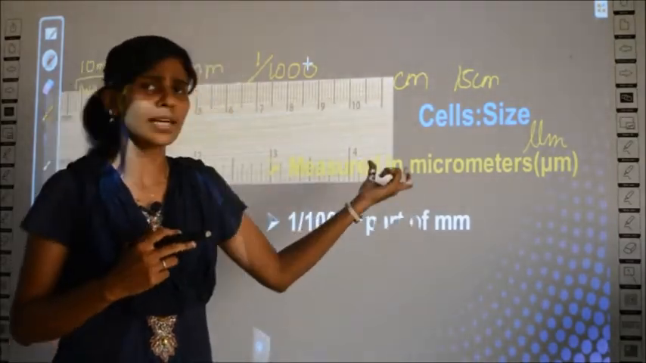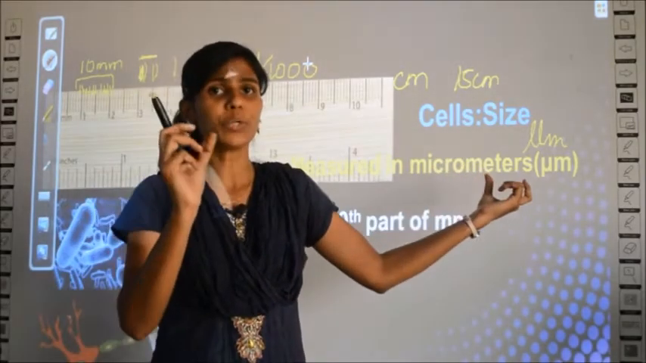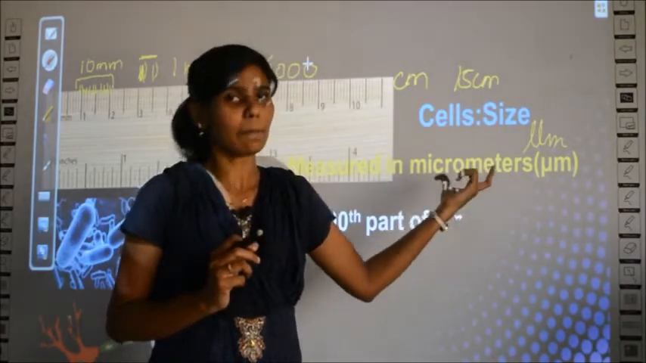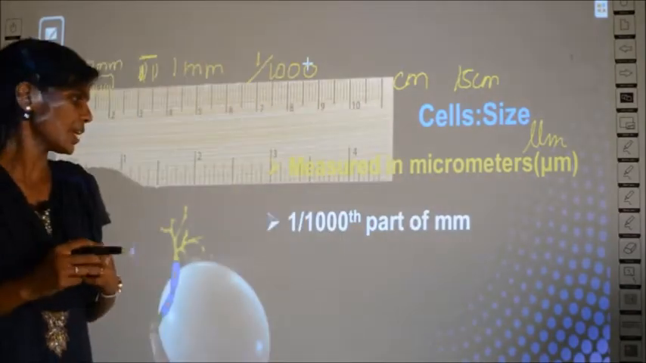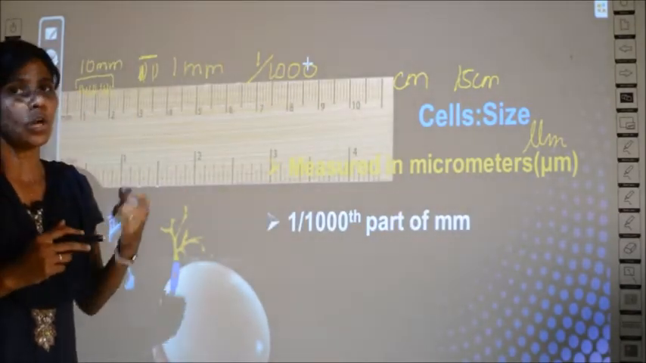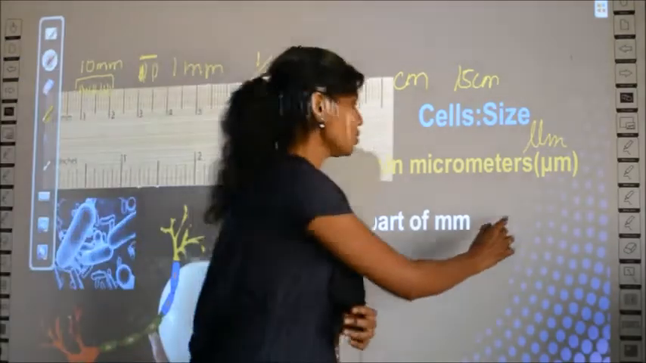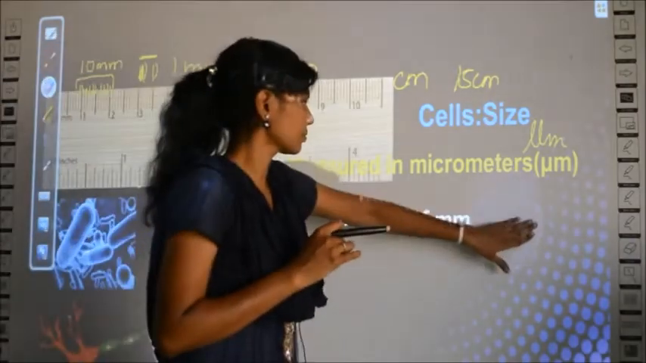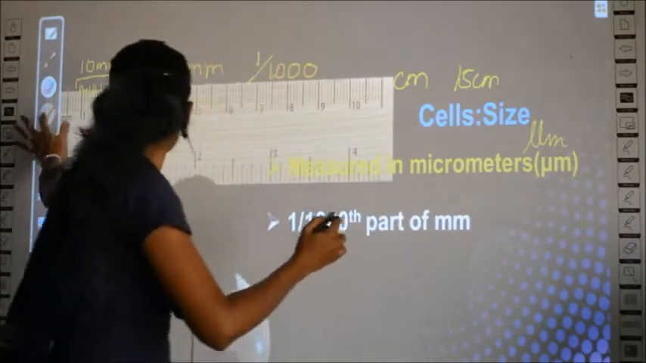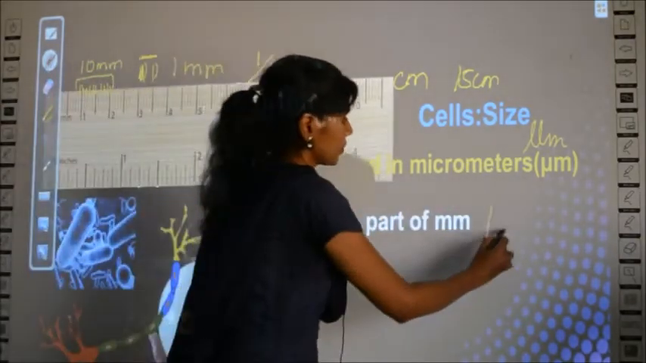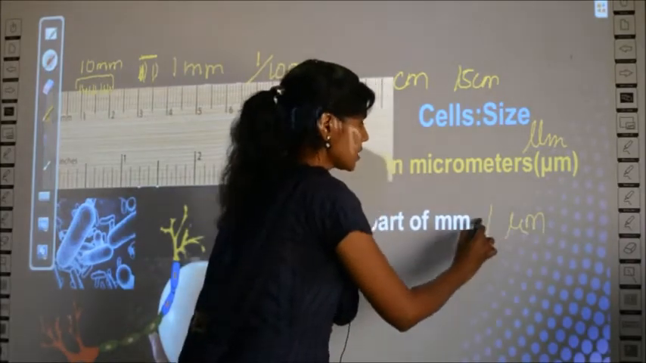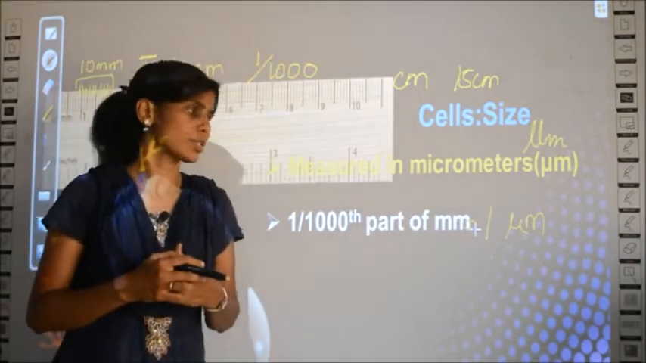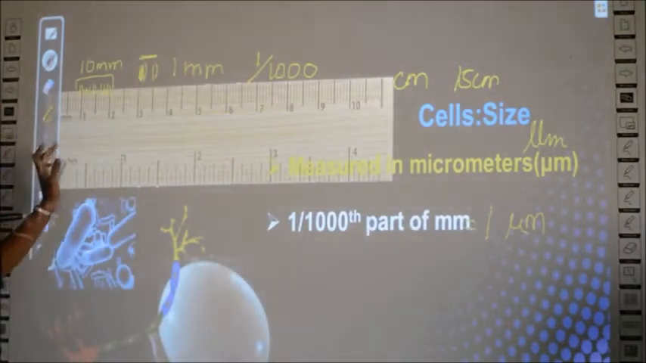So what have you learned? The cells are measured by a unit called micrometer. So learn this word micrometer. This is new to you, right? So how much is 1 micrometer? 1 micrometer is equal to 1/1000 of a millimeter. This also you need to memorize.